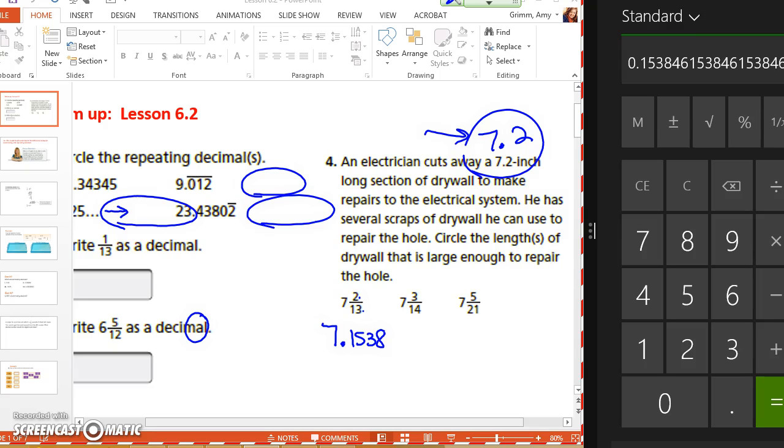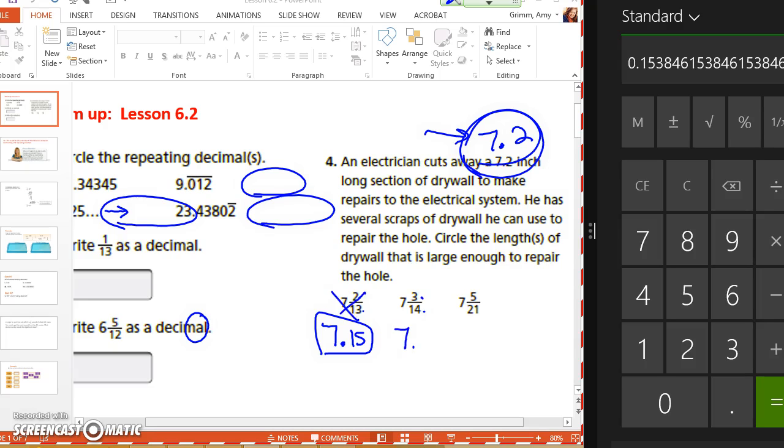Well, I know you have to move the decimal over 2, right? What would this be? This would be 7.15. This is 7.2. Is it going to be close? It's going to be close, but it's not big enough, right? Okay, so that one's not going to work. Okay, so let's try the next one.